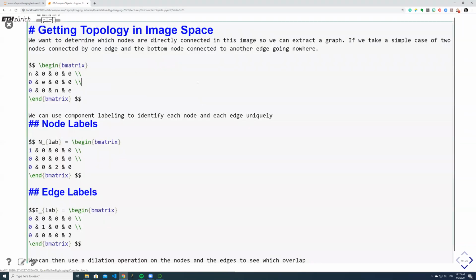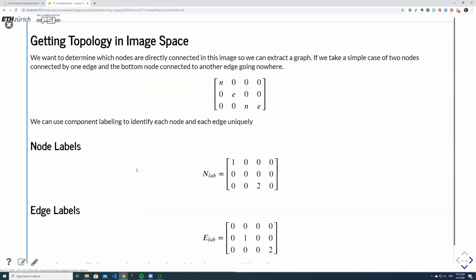The next thing we want to look at is the topology: how are different regions connected? As a starting point, I want a very simple image. This one is a 3 by 4. We have node and edge, and after labeling these, we get node labels 1 and 2, and edge labels 1 and 2.